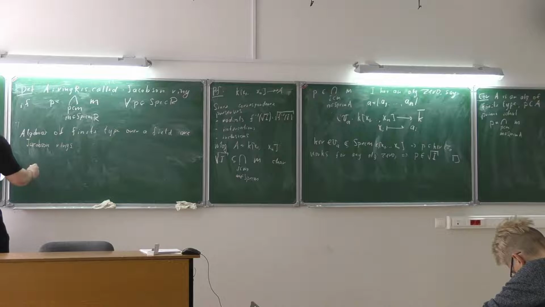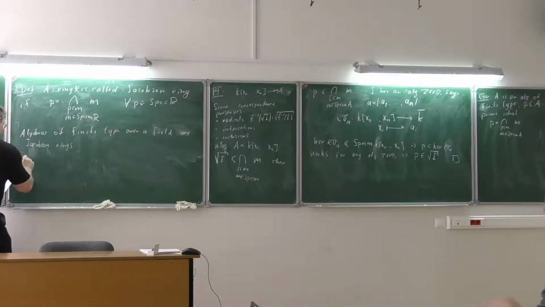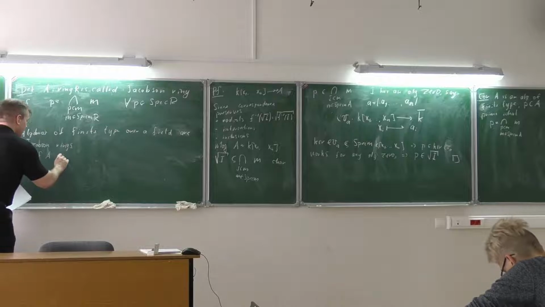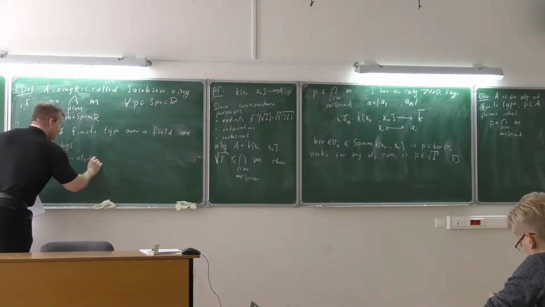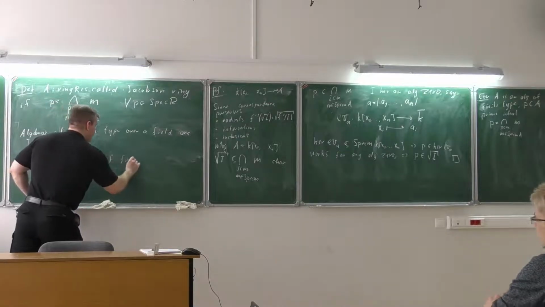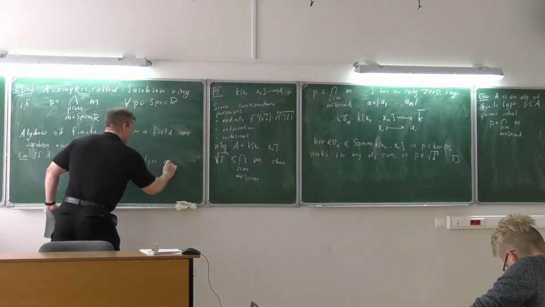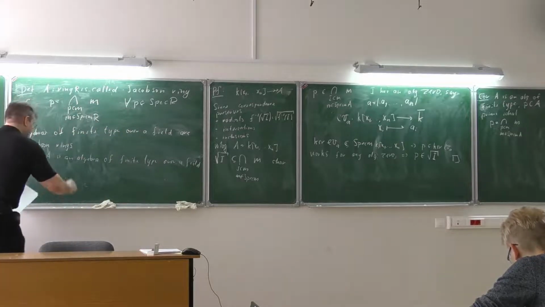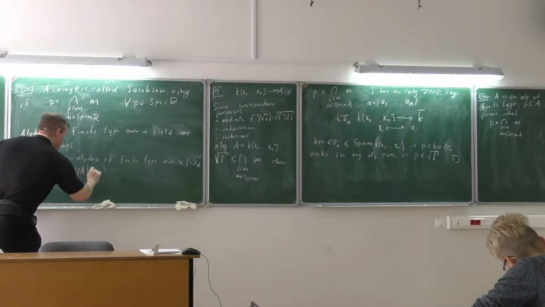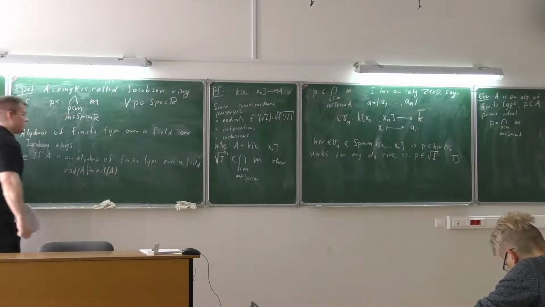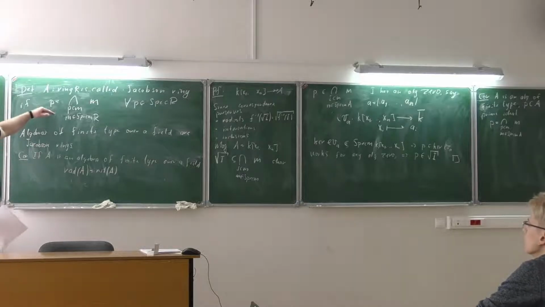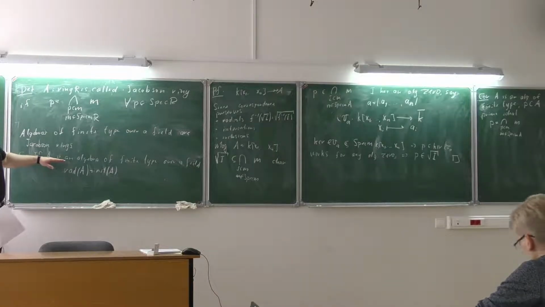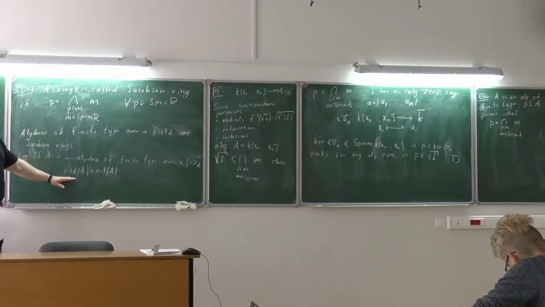Okay, and the last thing, which is also completely trivial. If A is an algebra of finite type over a field, then there is no difference between the radical of A and the nilradical of A, which also immediately follows from this, which is true. So instead of saying algebra of finite type, I can say that a Jacobson ring has this property.